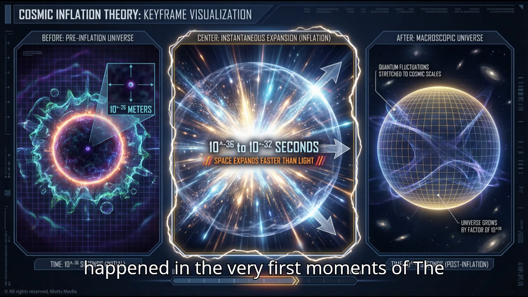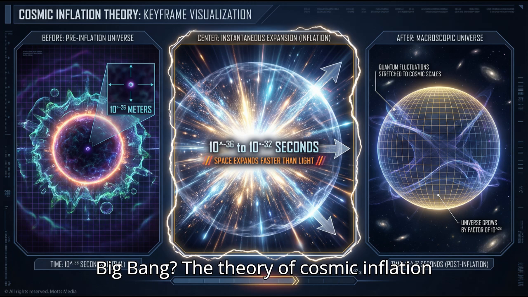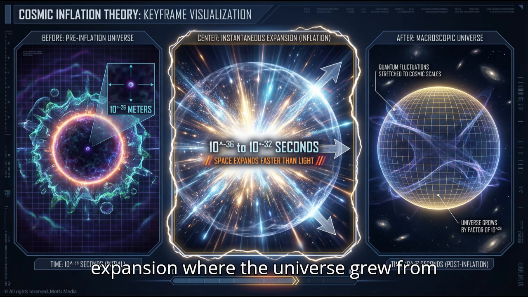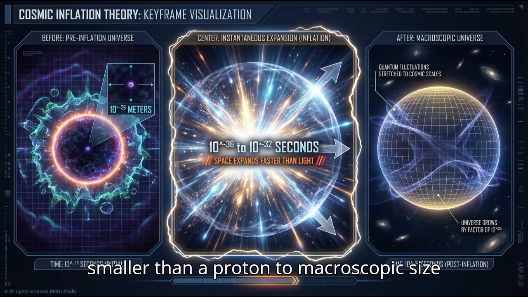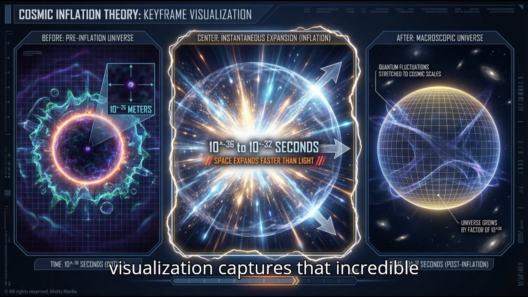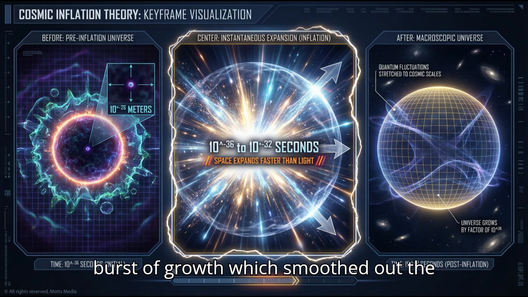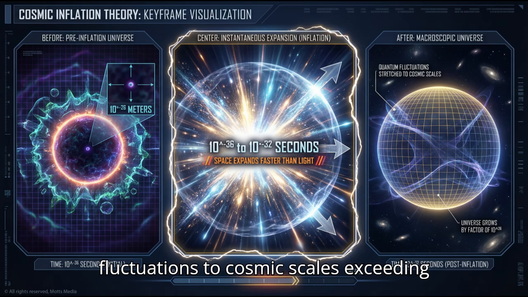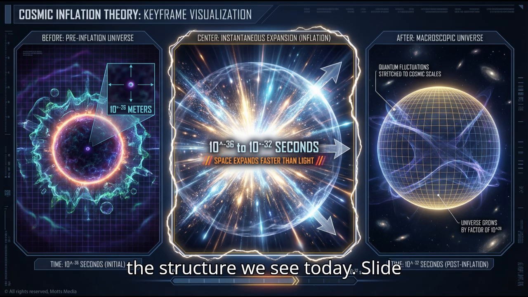Slide 3.4. Inflation Theory. What happened in the very first moments of the Big Bang? The theory of cosmic inflation proposes a period of exponential expansion, where the universe grew from smaller than a proton to macroscopic size in a fraction of a second. This keyframe visualization captures that incredible burst of growth, which smoothed out the universe and stretched quantum fluctuations to cosmic scales, seeding the structure we see today.